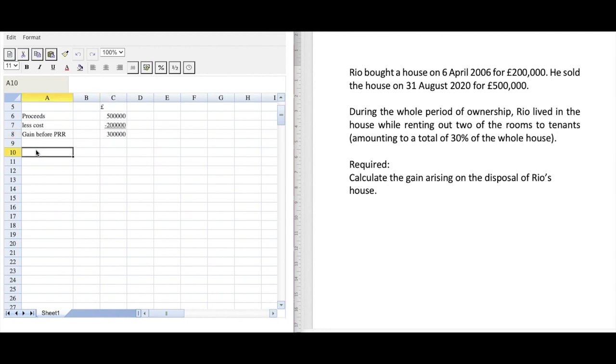Then we go on and work out what the PRR would be. Now, had he not actually rented out the rooms, then the PRR would have covered the whole of the gain. We wouldn't even need to actually work this out because we would just state that it was covered fully because it's his only residence and he was occupying it the whole time and he didn't rent it out. But as he did rent out some of the rooms, we're not going to allow the full exemption.